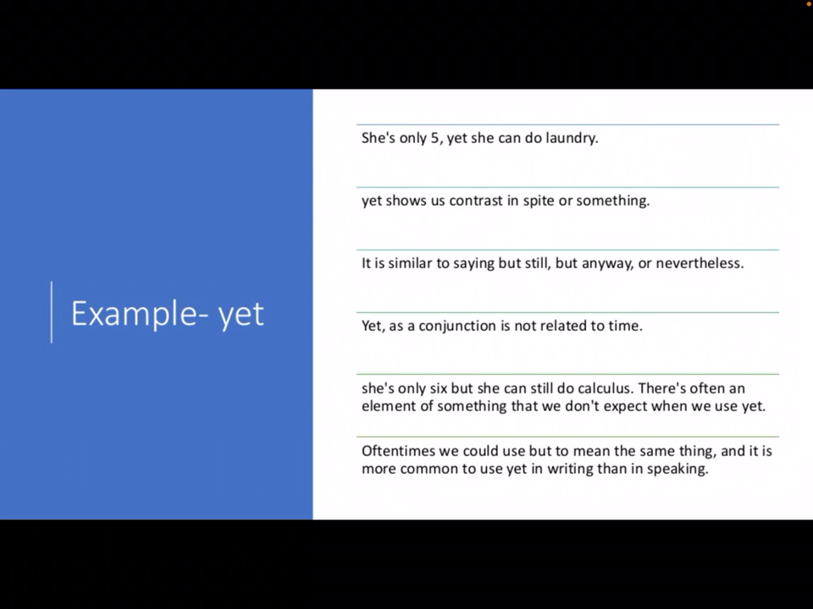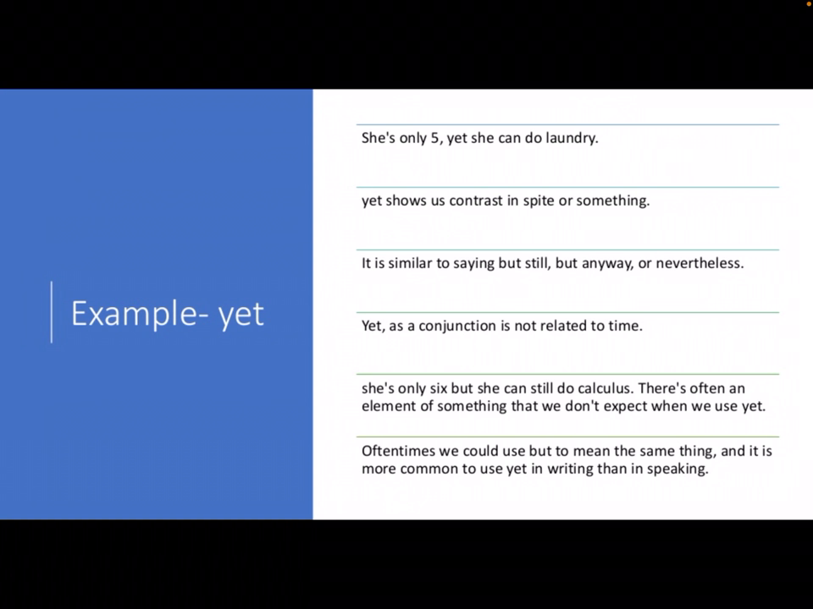Also, it is similar to saying but, still, anyways, or nevertheless. Yet, as a conjunction, is not related to time. So we don't use yet when we talk about time. For another example, she's only 6 but she can still do calculus.